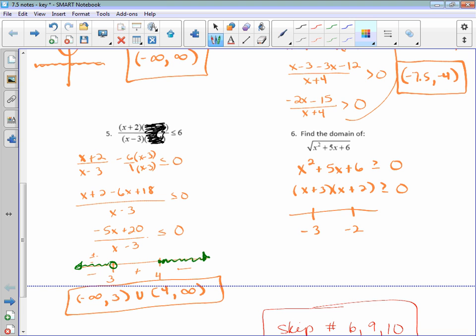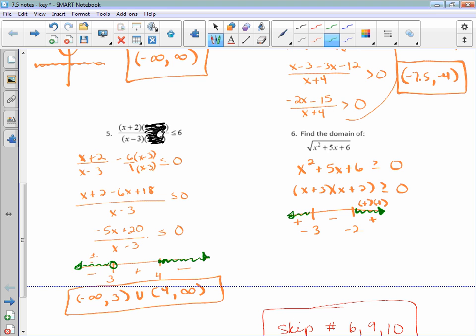What do you want to test? I would test 0, right? Isn't 0 the easiest? Yes. You could test negative 2.5 if you really like it. And then no multiplicity going on, right? So it's going to alternate. All right, greater than or equal to 0. That's the positive stuff.